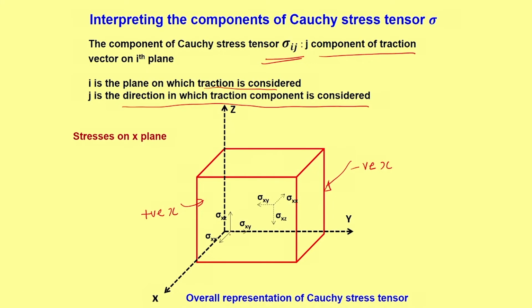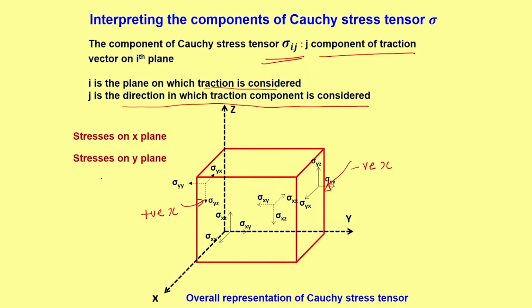We have sigma xx in the direction of x. All of them are acting on the x plane. Then we have sigma xy and sigma xz. Similarly, on the other side, the negative x plane, we have sigma xy, sigma xz and sigma xx. It is identical, but it is on the other side.